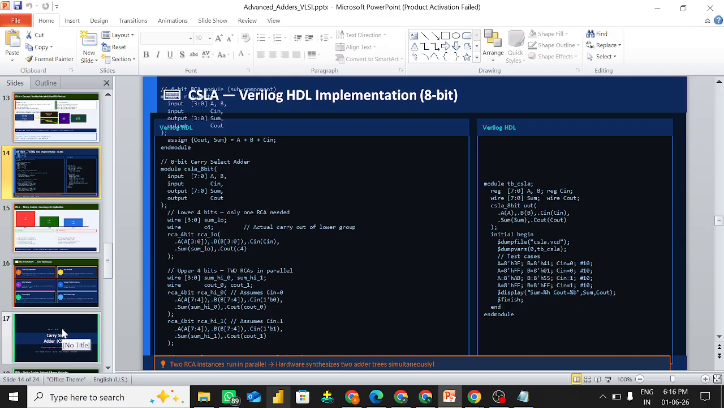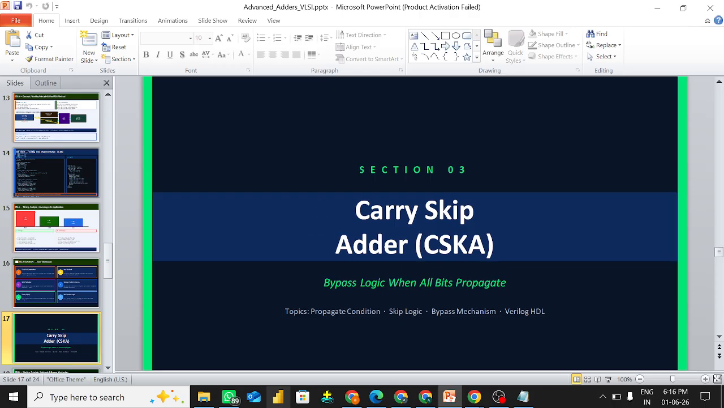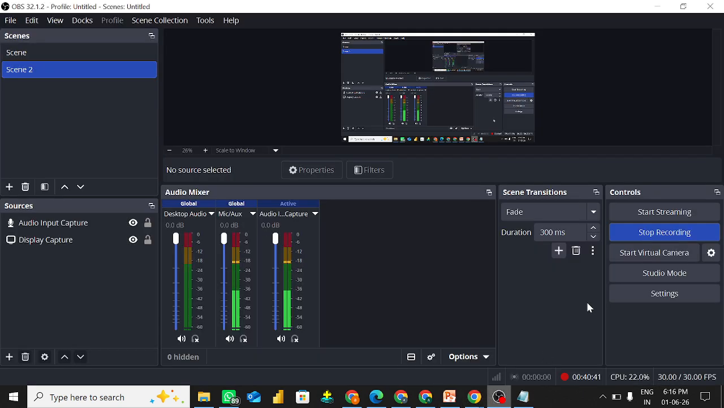Next class, I will explain why we need the carry skip adder. There's another concept called carry skip adder. So this is enough for this class, okay, guys?